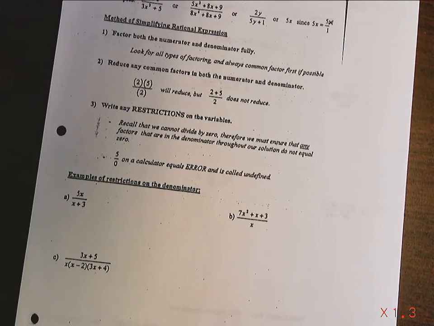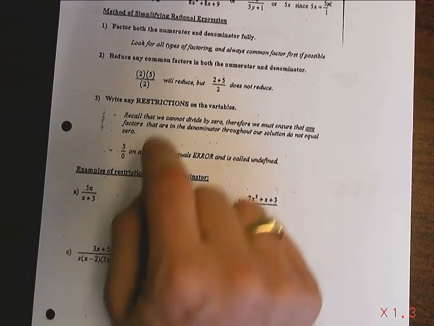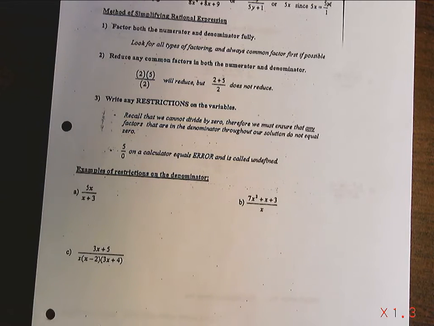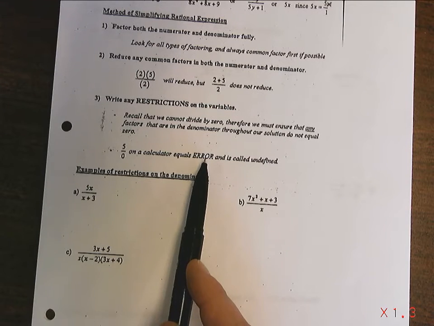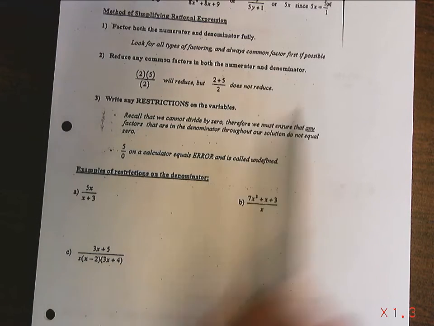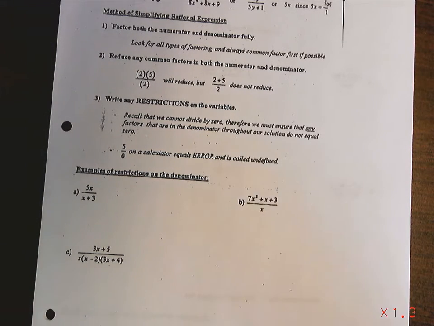Now that's what we spent a lot of time talking about in class today, restrictions. Recall that we cannot divide by 0, therefore we must ensure that any factors that are in the denominator throughout our solution are not equal to 0. 5 over 0 on a calculator equals error, and it's called undefined, and again in the last video we went over why that was. So let's take a look at this.